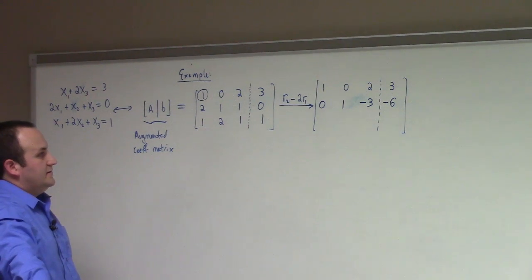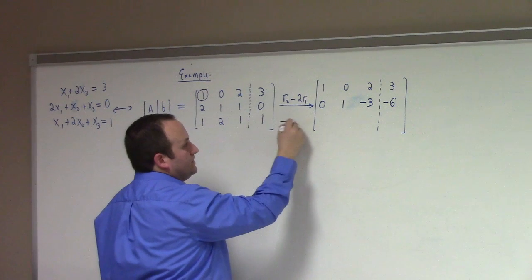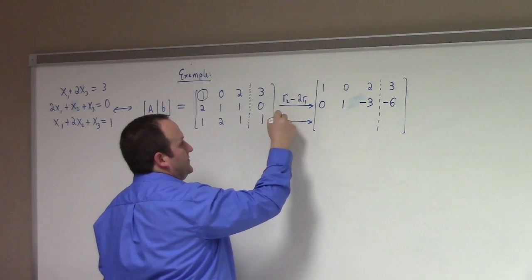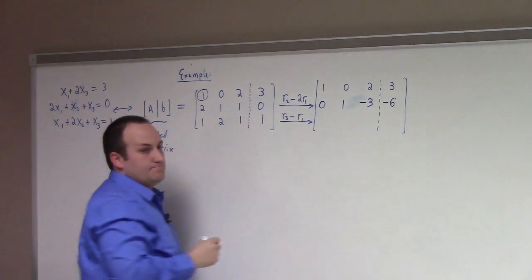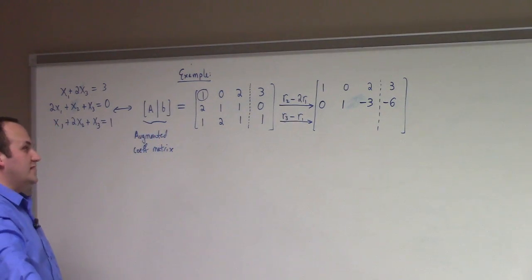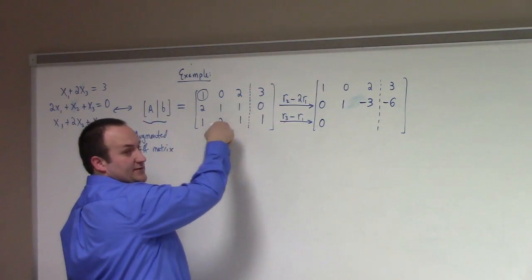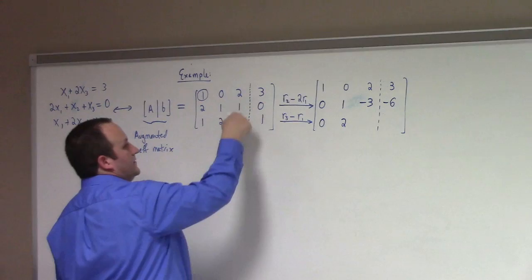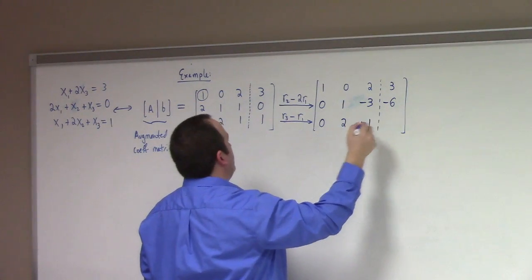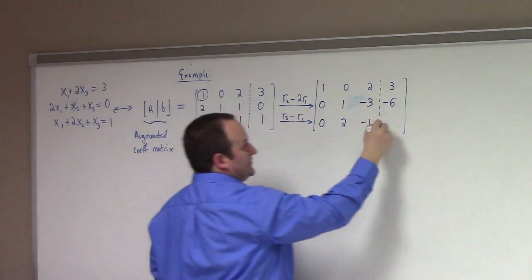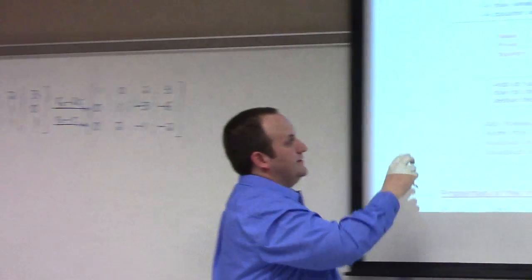Now, we can actually do 2 row operations at once to save ourselves some writing. So next I'll do row 3 minus row 1, right? I can just do that. The ones cancel, right? So I get a 0. 2 minus 0 is 2. 1 minus 2 is what? Minus 1, right? And then 1 minus 3 is minus 2.